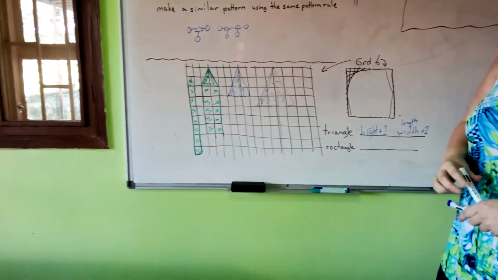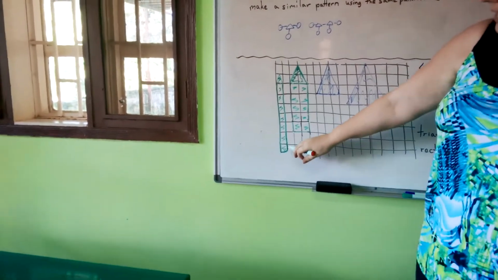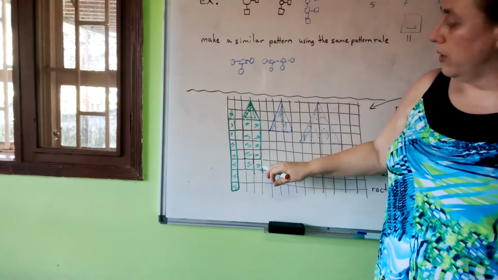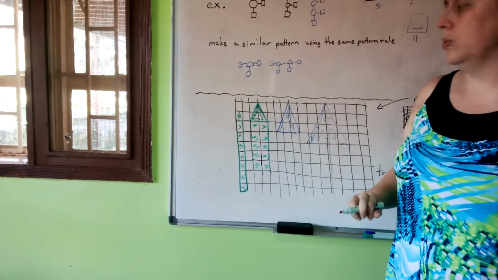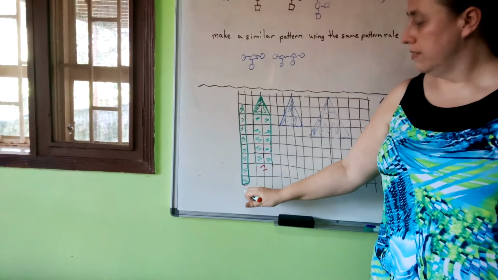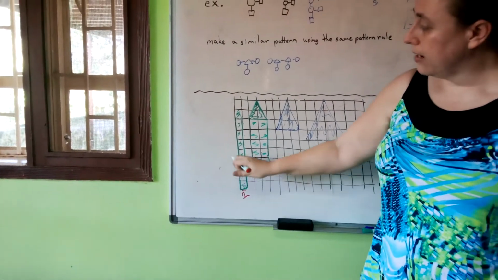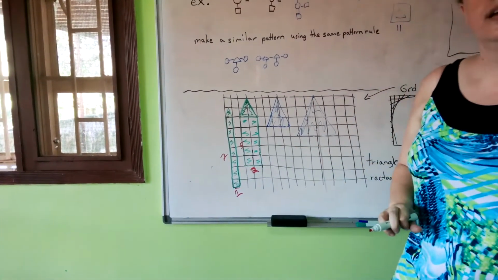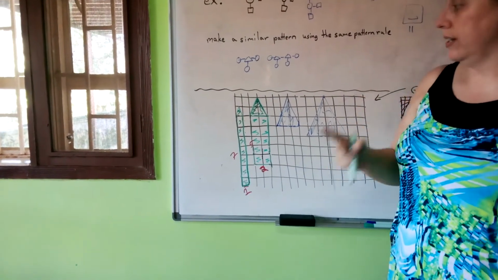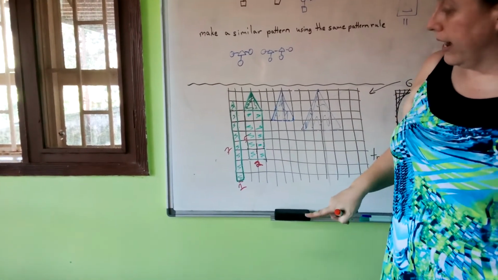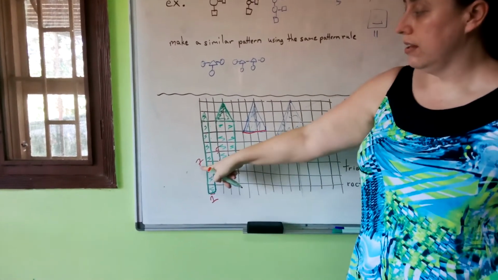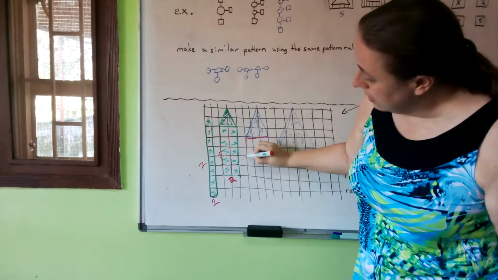What about the rectangle? Well, let's see. The rectangle is 1 wide, and it's 1, 2, 3, 4, 5, 6, 7 tall. Here the rectangle is 2 wide, and it's 1, 2, 3, 4, 5 tall. Ooh. So that's not by 1. It is 1 wider. It goes from 1 to 2. See that? 1 to 2. But it goes from 7 to 5. So it's getting wider by 1, but it's getting shorter by 2. So our next one has to be 3 wide, of course, and there it is, 1, 2, 3. And it has to be 3 tall, 7, 5, 3. See that?